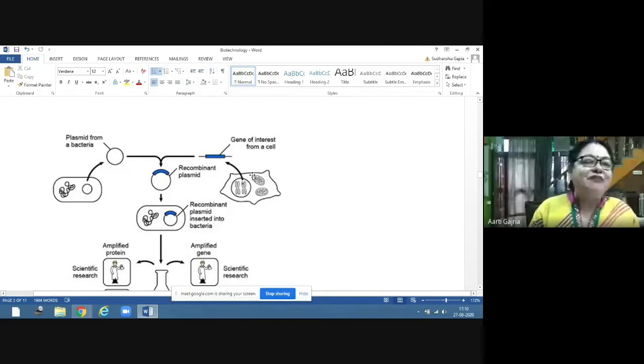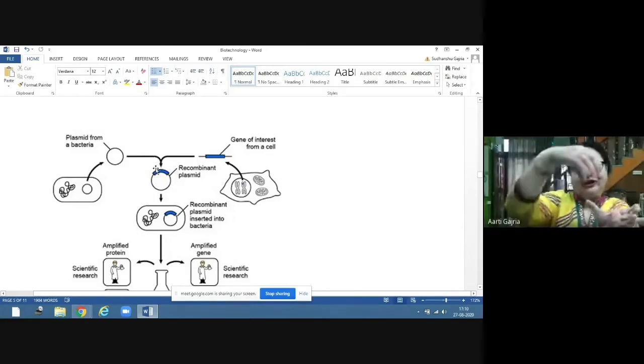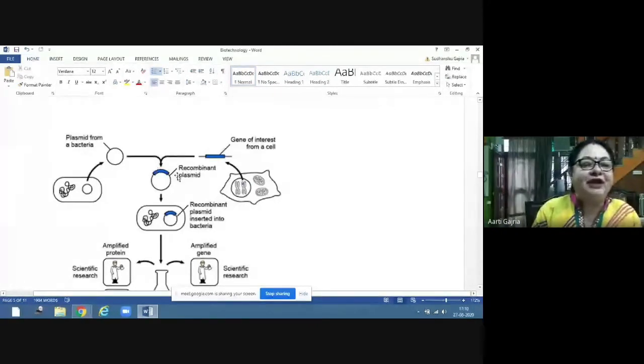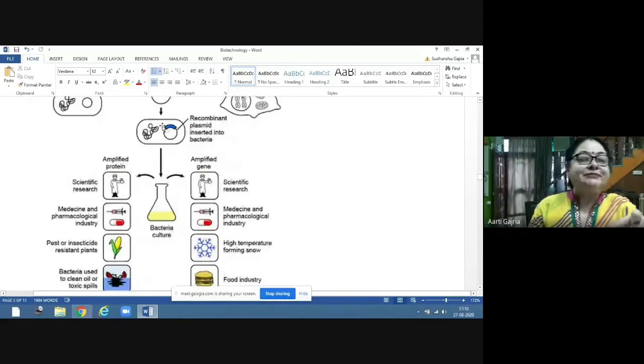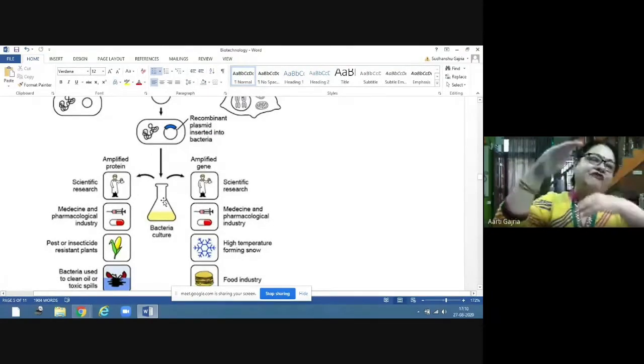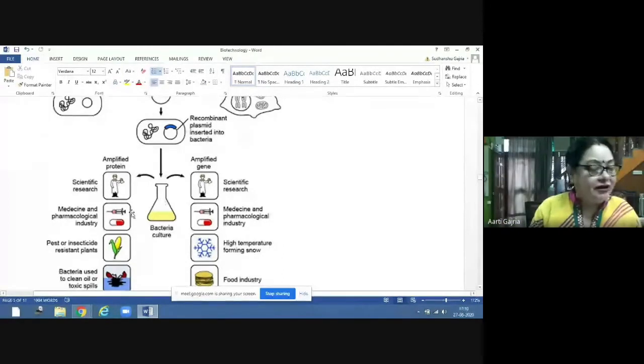So with the same restriction enzyme, this has been cut and this has been cut. Now this is recombinant plasmid. By incorporating that foreign gene into the plasmid, this has become recombinant plasmid. Now this recombinant plasmid is put into the bacteria. Okay. Now what will happen? This bacteria will be put for the culture. So many copies of bacteria will be formed in this culture. This is done in laboratory conditions. So this many copies have been formed.